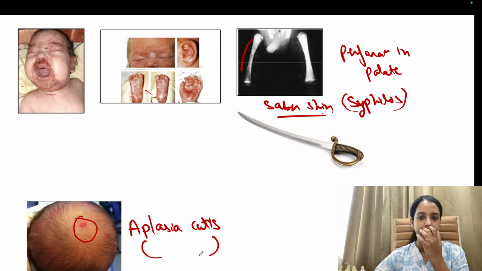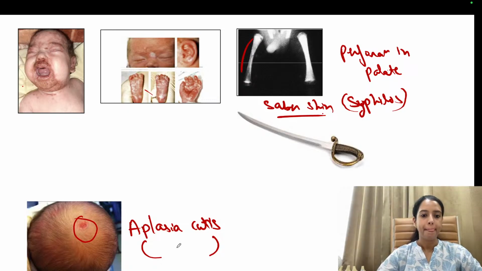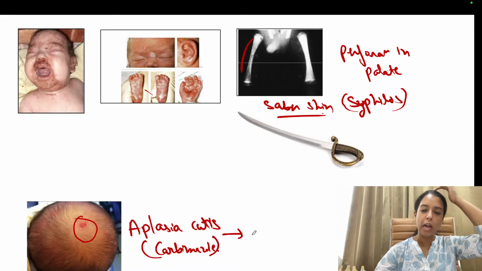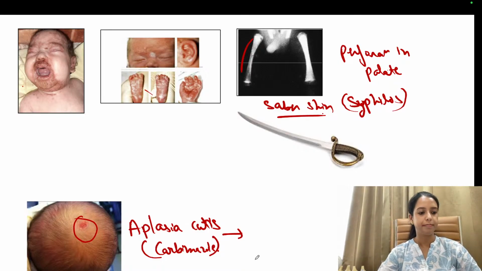Which drug will cause aplasia cutis? Very good. Carbimazole, methimazole, both will cause aplasia cutis if given in the first trimester. What is my drug of choice for hyperthyroidism then? If a patient gets hyperthyroidism in pregnancy, what drug will I be using? If I give carbimazole, it will cause scalp defects. What will I use? Carbimazole and methimazole both cause aplasia cutis.